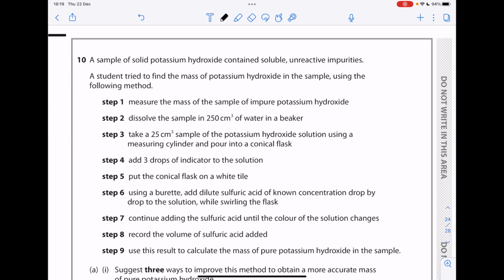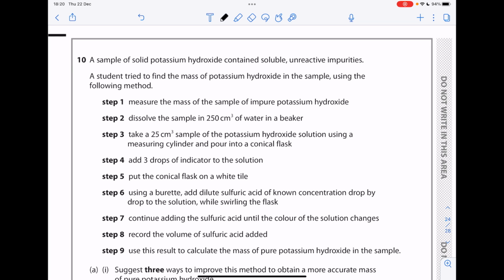A sample of solid potassium hydroxide contains soluble unreactive impurities. A student tried to find the mass of potassium hydroxide in the sample using the following method. Step 1, measure the mass of the sample of impure potassium hydroxide. Step 2, dissolve the sample in 250 centimetres cubed of water in a beaker. Take a 25 centimetres cubed sample of the potassium hydroxide solution using a measuring cylinder and pour into a conical flask. Add 3 drops of indicator to the solution.